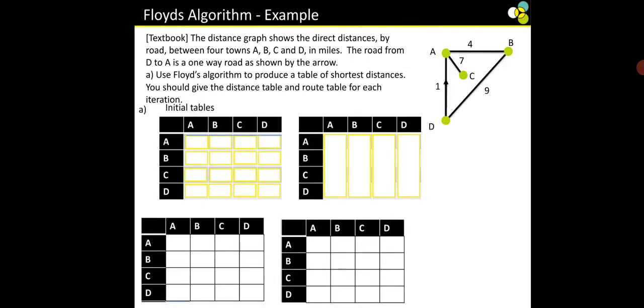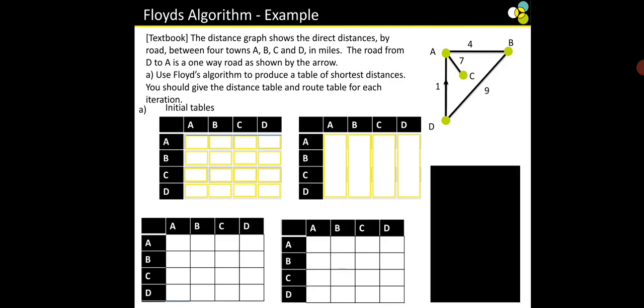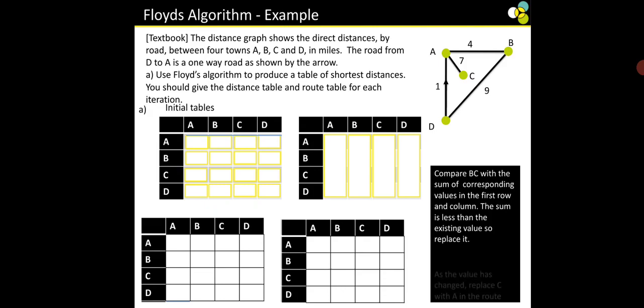In this Floyd's algorithm the same method is followed here. For example, in this graph we compare BC with the sum of the corresponding values in the first column. If the sum is less than the existing value, we replace it. If the sum is not less, we will not do the replacement. Like that we will be doing this process.